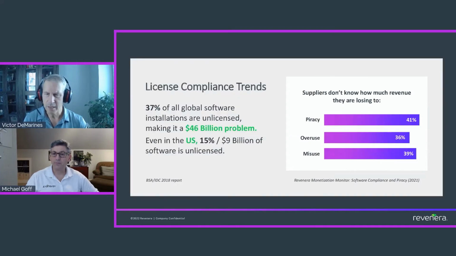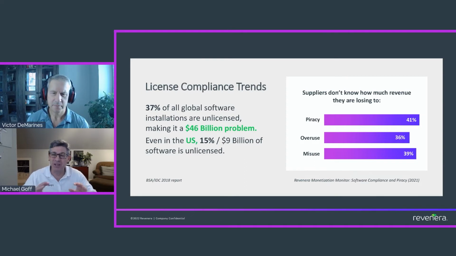So Mike, do you want to give an update on the survey results? Yeah, sure, Vic. It makes sense, right? We look at the BSA's last report, which was a while ago, 2018, but according to their research, 37% of all global software installations are unlicensed. So we've got this $46 billion problem. And even in the US, where license compliance is a lot better than other regions of the world, it's at 15%, but it represents $9 billion of opportunity. It's a big number. Very big number, right?